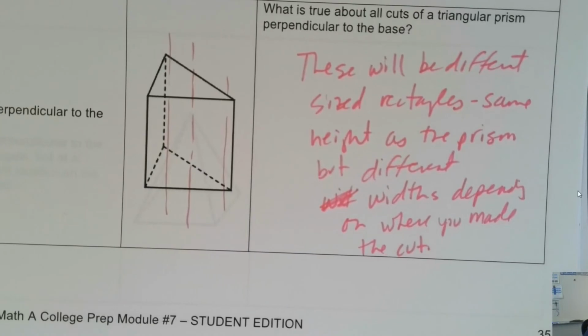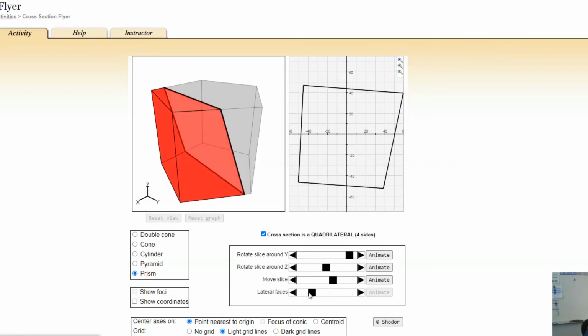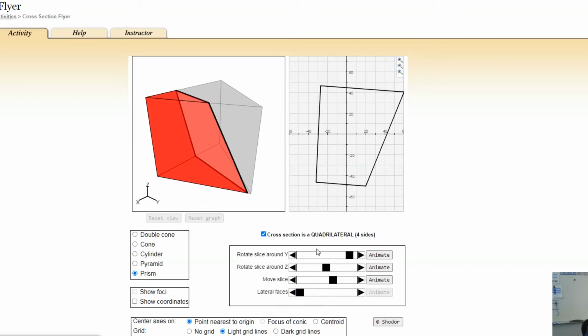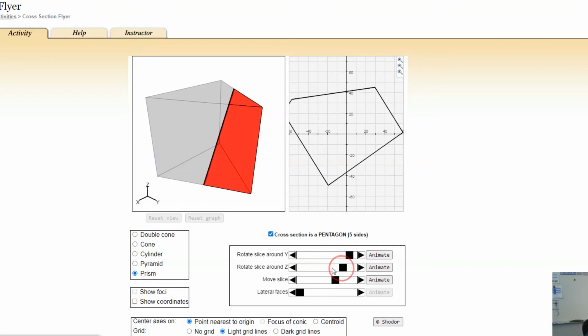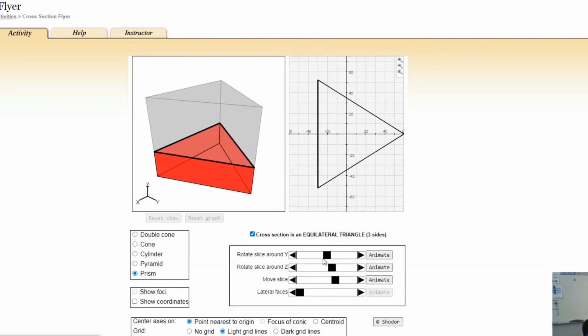Okay, the interactive site to look at a triangular prism. Let's get back into our prism here. Let's make sure we're down to a triangular one. Let's look at it parallel first. No matter how high or how low I make a parallel slice to the base, this is always going to be a triangle.